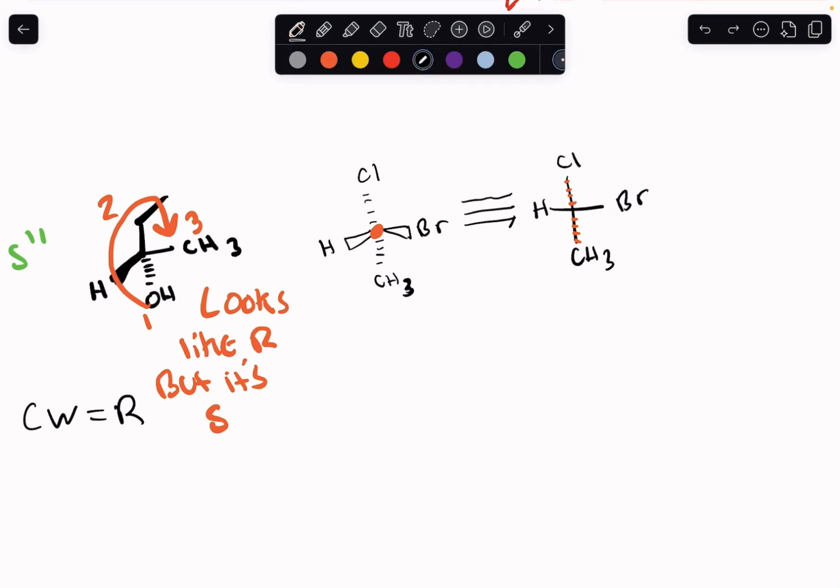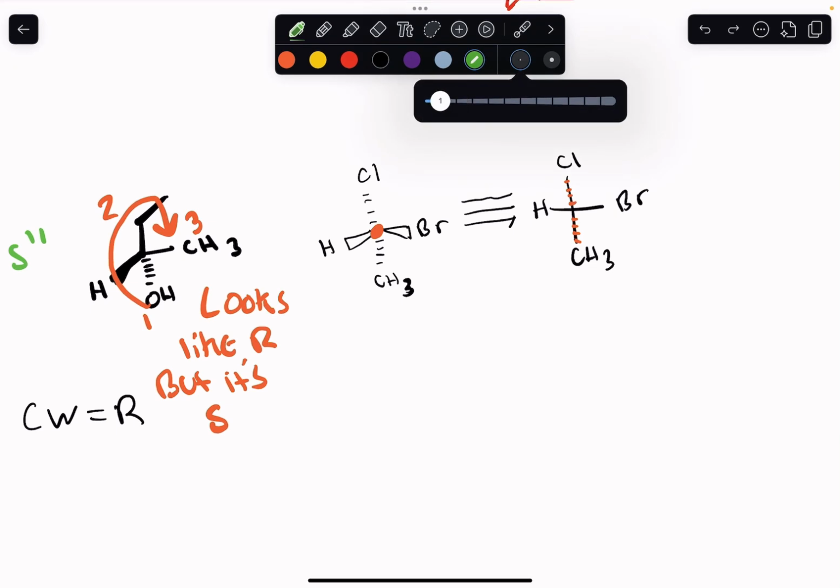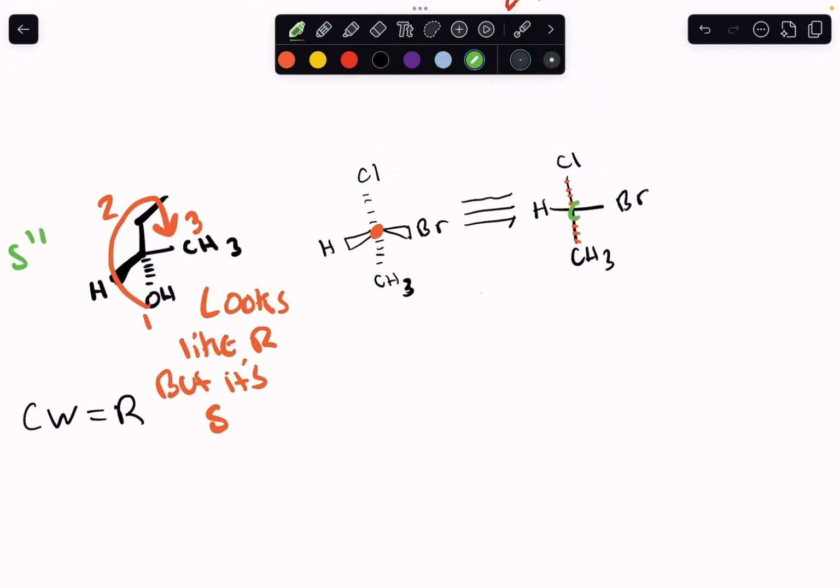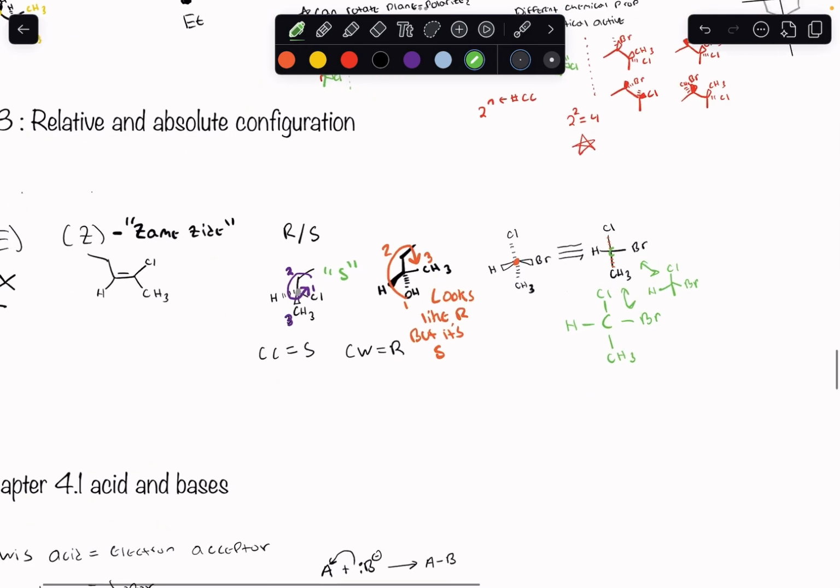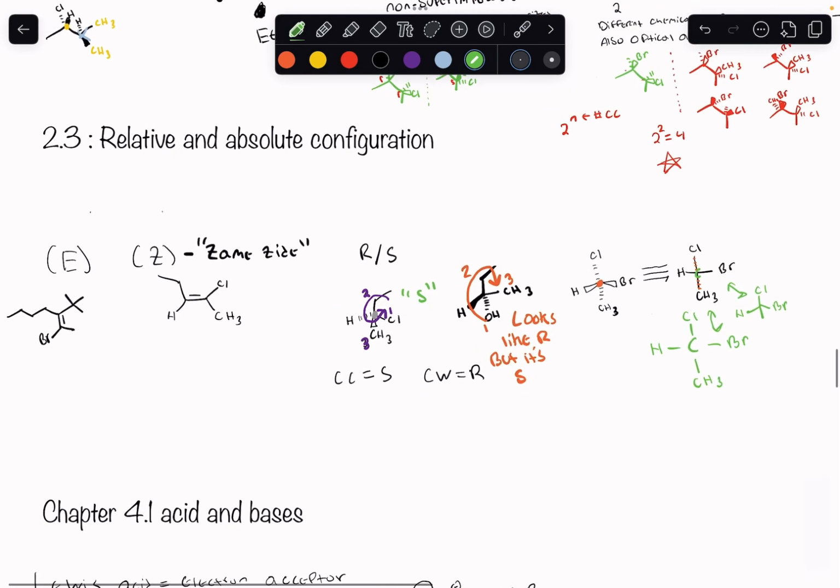If you haven't seen it before, there is a carbon here. So if I want to put this Fischer projection in regular form, it would be a carbon with a Br, a CH3, an H, and a Cl. And if I want to put this in bond line, Cl, Br, H. So all of these are the same thing.